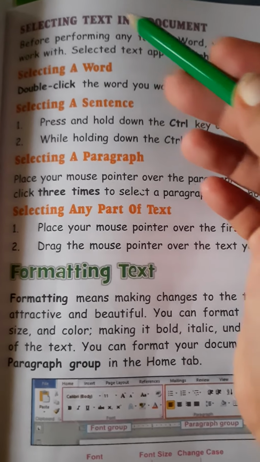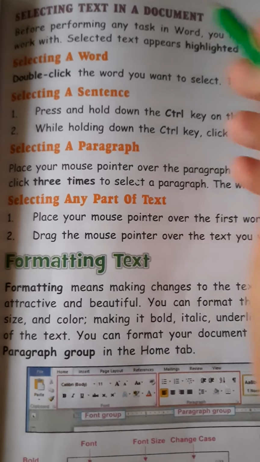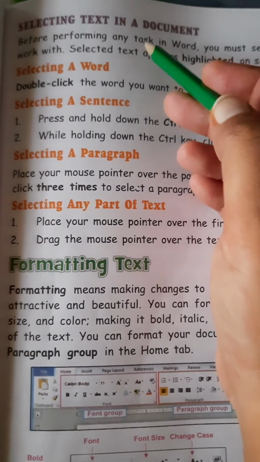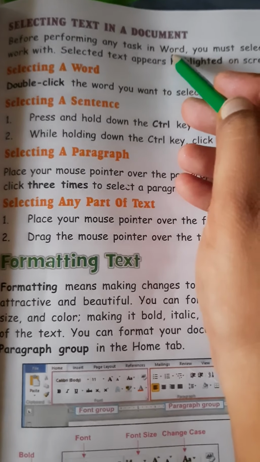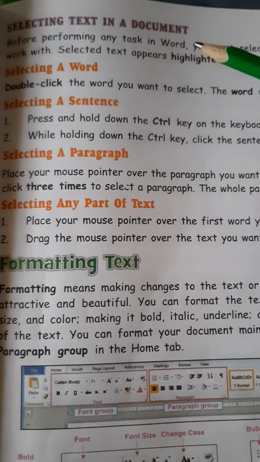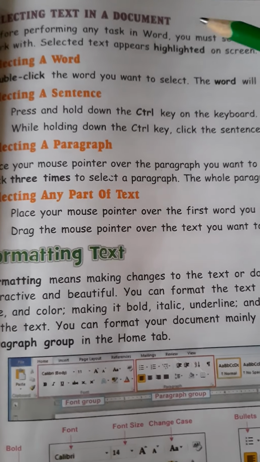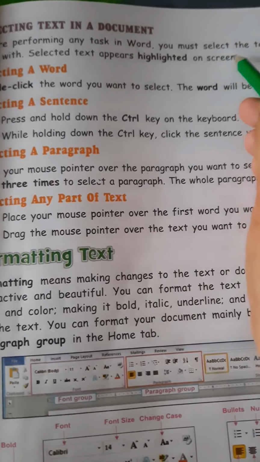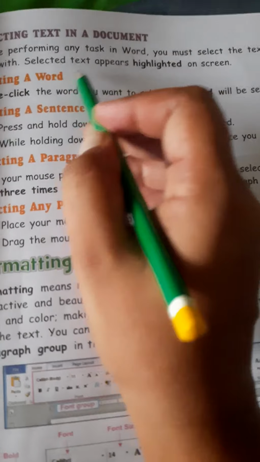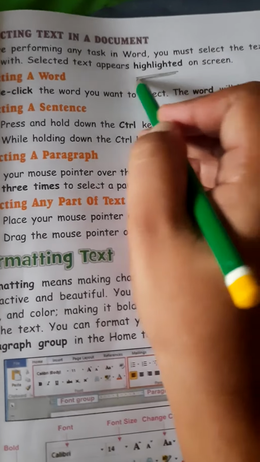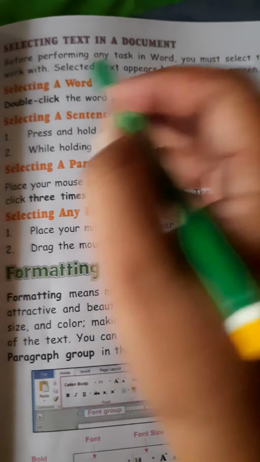Next topic is selecting text in a document. Before performing any task or work in Word, like before changing the color of text, before changing the size of text, you must select the text. Selected text appear highlighted on a computer screen.